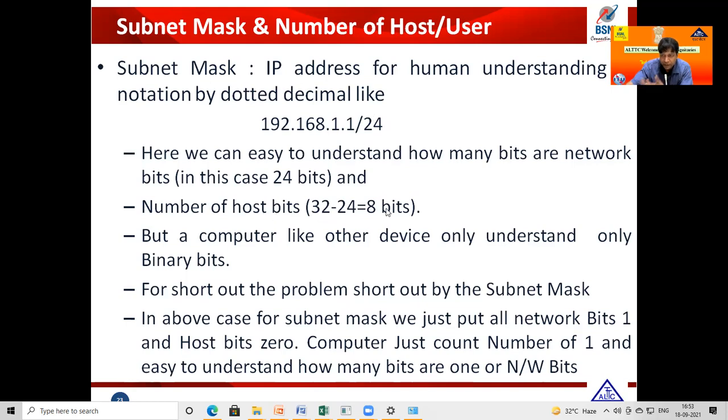Okay, are all of you aware now? But a computer, like other devices, only understands binary bits. This problem is sorted out by the subnet mask. So that is the mask. In the above case, for the subnet mask we just put all fixed bits as one, from left hand side to right hand side. We write it in decimal form, but the computer converts it into binary form and counts from left hand side to right hand side.